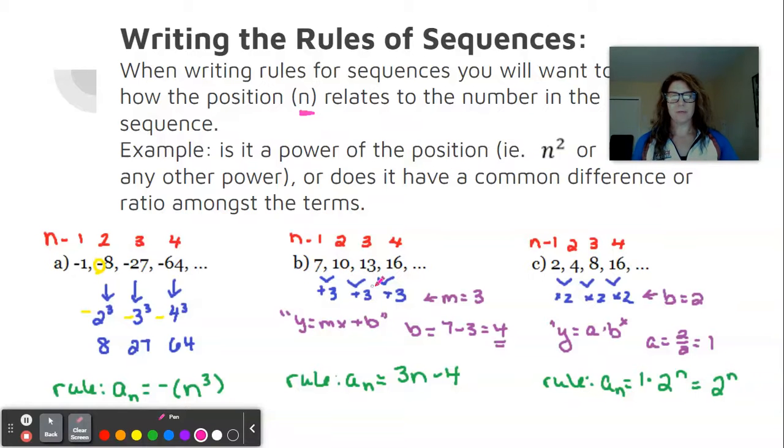So second one, that's simple. We got an addition, and I said addition, we're going to treat it like linear. So a linear function, most common, y equals mx plus b. Found it, there's my rule.